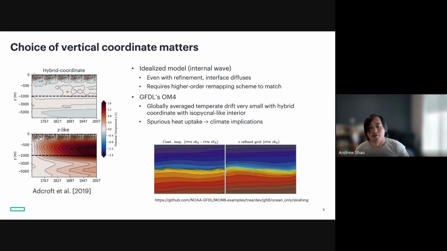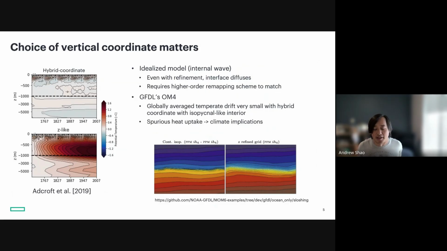especially within the thermocline, around the 500 meter, 1,000 meter layer, has a substantial drift associated with it, which is somewhat characteristic, or emblematic, of this type of vertical mixing that might be the spurious numerical mixing that might be induced due to the choice of the coordinate itself.